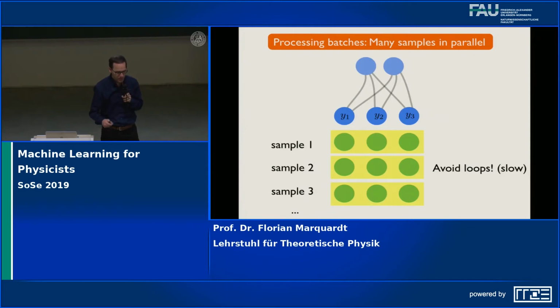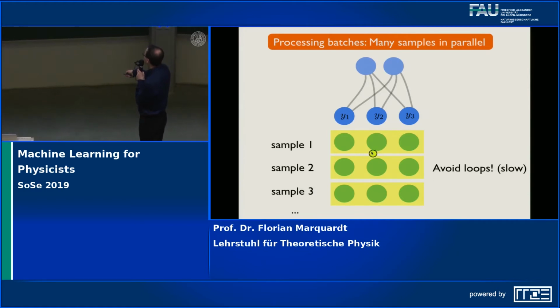When we try to get the output of the network for 100 samples in parallel, we call these 100 samples together a batch. It's a batch of samples. It's just a set of samples that we want to apply the network to. I've drawn the situation here. You would have, say, a network with three input neurons. So each sample consists of three values.